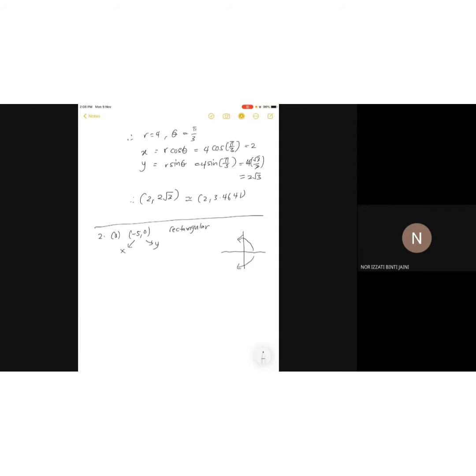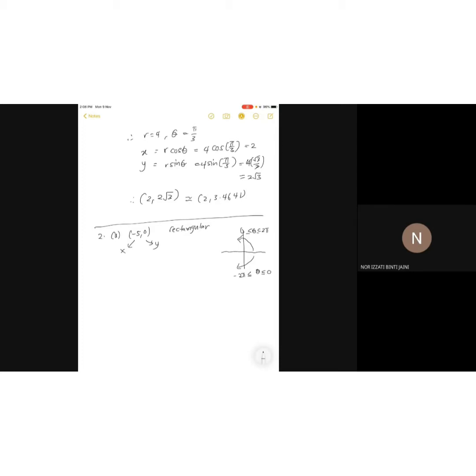Yang ini adalah theta starting from negative 2 pi hingga 0. And then yang atas ni adalah daripada 0 hingga 2 pi. Itu maksudnya the other one is clockwise, the other one is counterclockwise. Sebab tu dia akan jadi negative, the angle, negative angle.